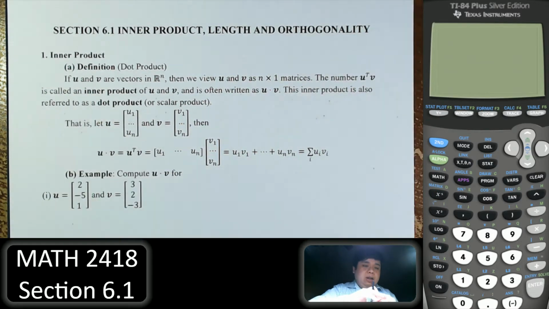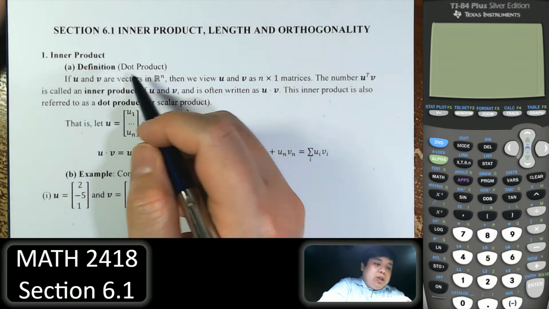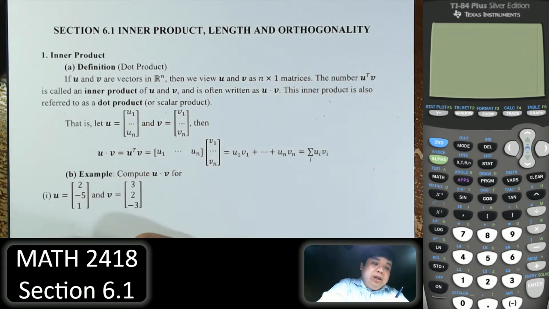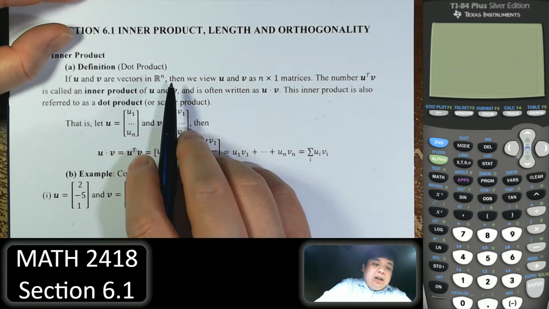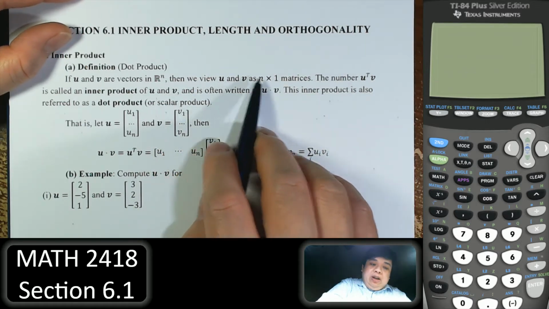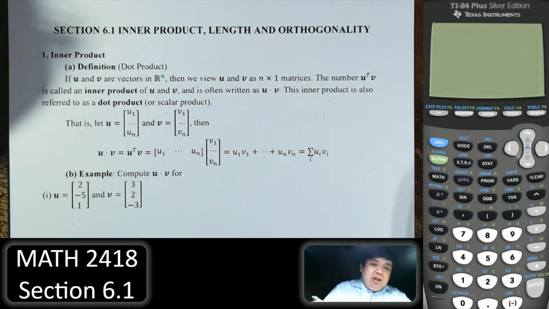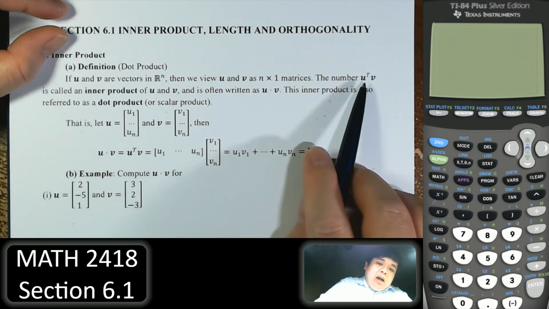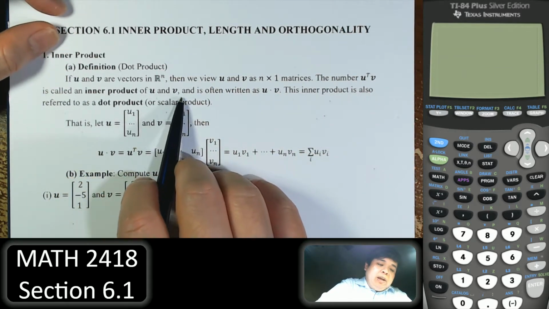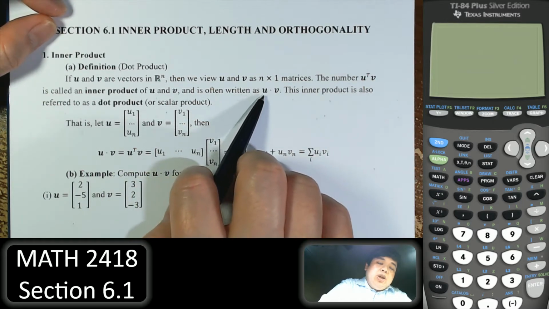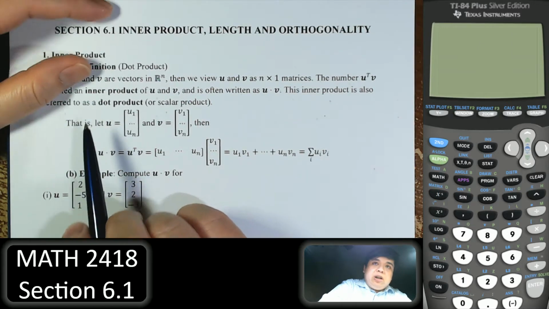Inner product, dot product. I'm sure you've seen the dot product before, but this time we define it a little differently. If u and v are vectors in Rn, then we view u and v as n by 1 matrices, just the way we write the vector here. The number u transpose times v is called an inner product of u and v, and is often written as u dot v. This inner product is also referred to as the dot product.